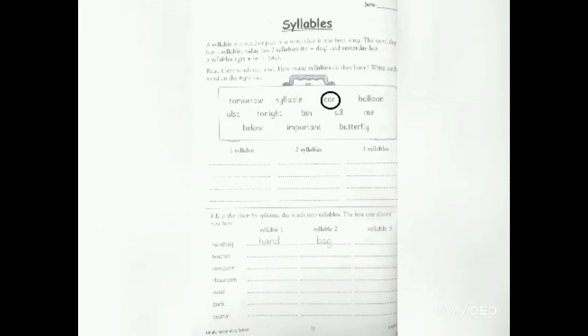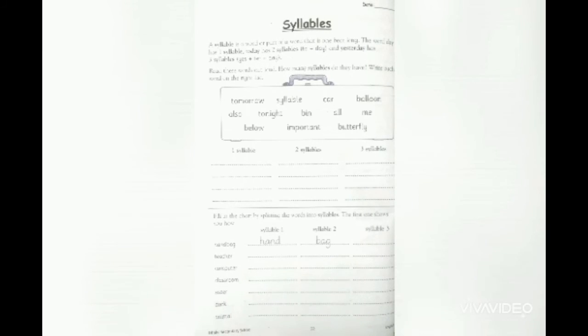The next word is car. How many syllables are there? Car. Only one syllable and one vowel sound is here, so we will write it in the one syllable column. The next word is also. How many syllables are there? Also. We have only two syllables in it, so we will write it in the two syllable column. Now complete this part and put all the words in their correct syllables column.